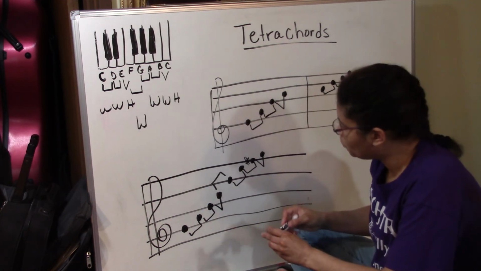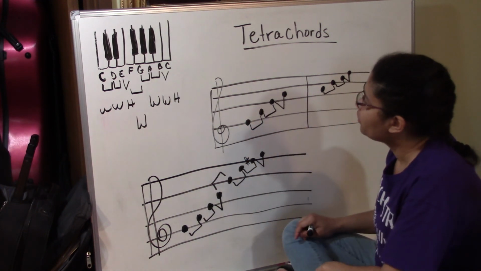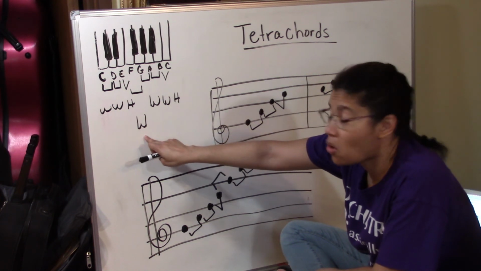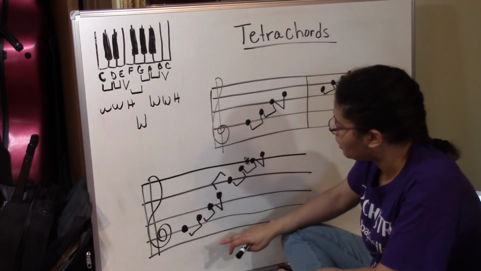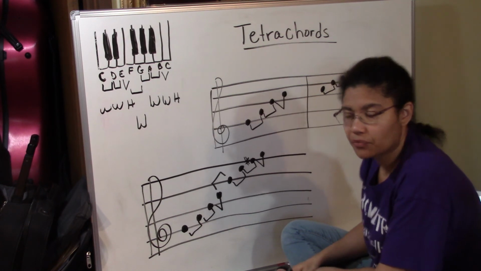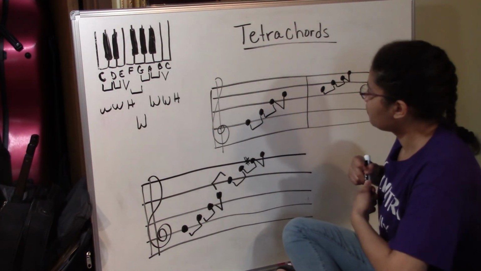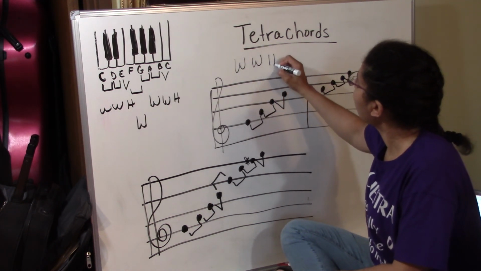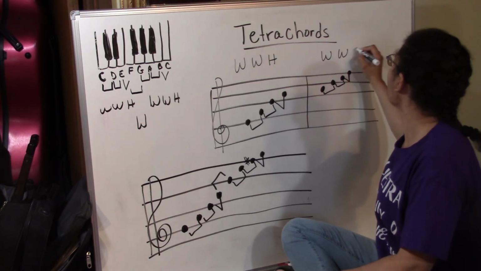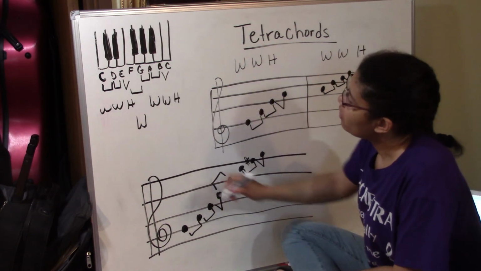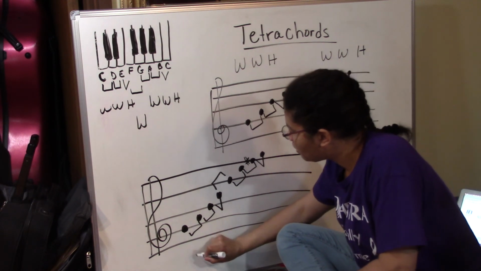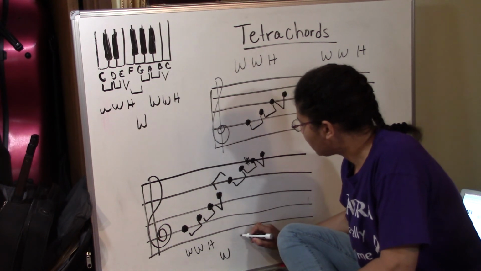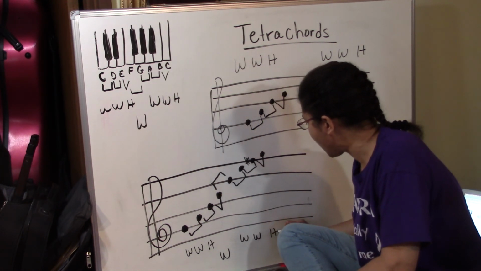So taking these two pieces, we have tetrachords, whole, whole, and half. If I want to connect them, I put a whole step in the middle, and then I can make a major scale. So let's go over this again. A scale or a tetrachord: whole, whole, half. Whole, whole, half. And if I want to connect them in my scale, I have whole, whole, half, connected by a whole, and another whole, whole, half step.